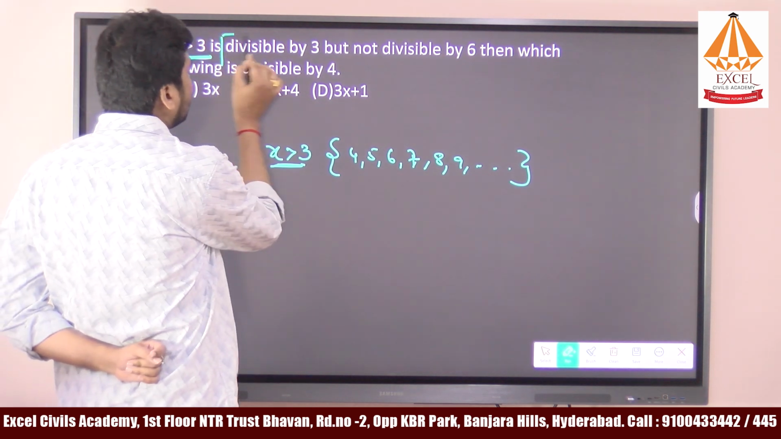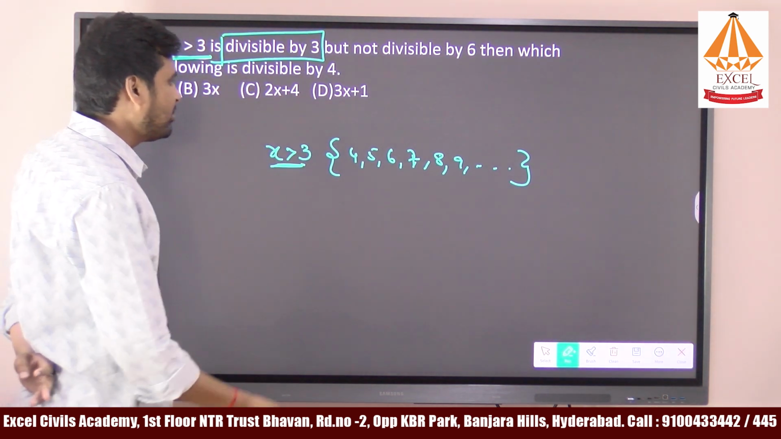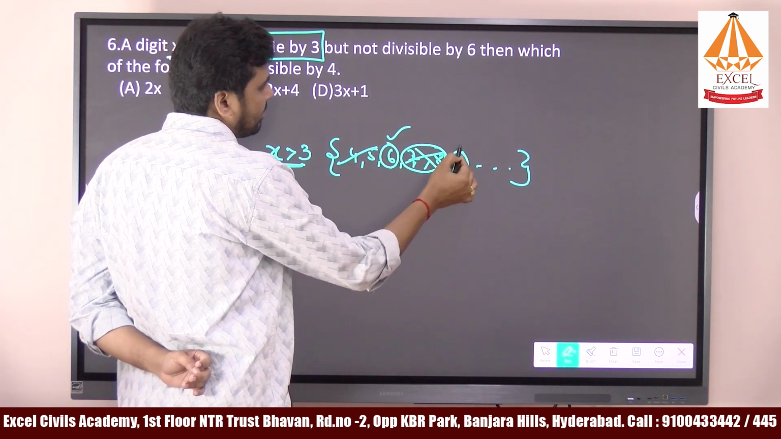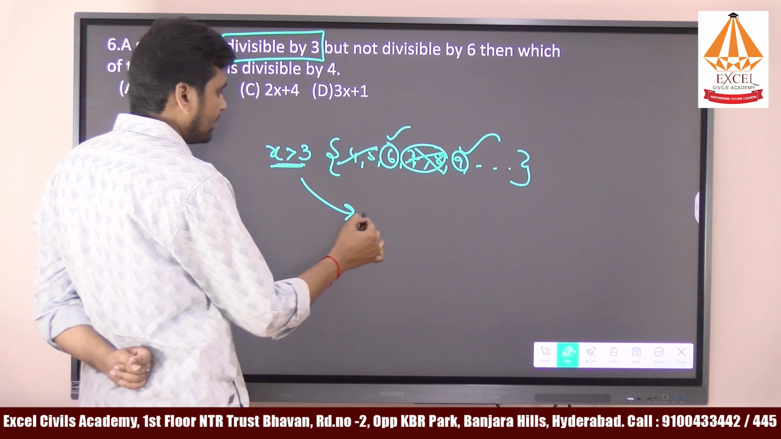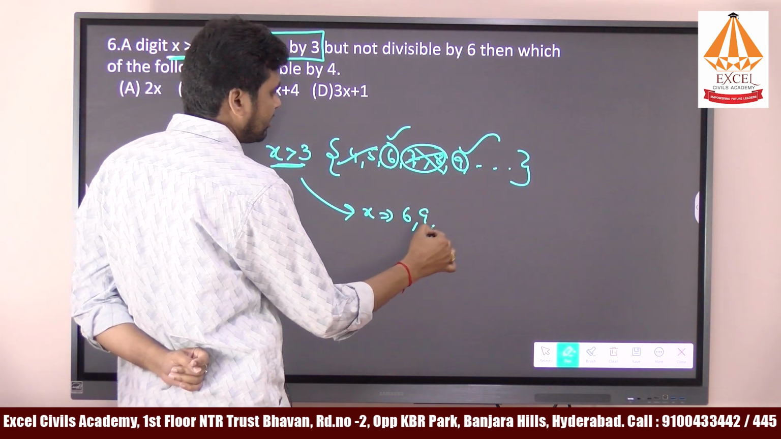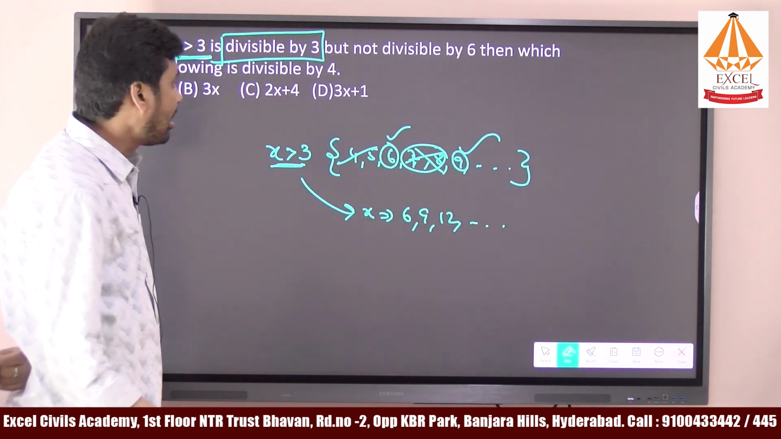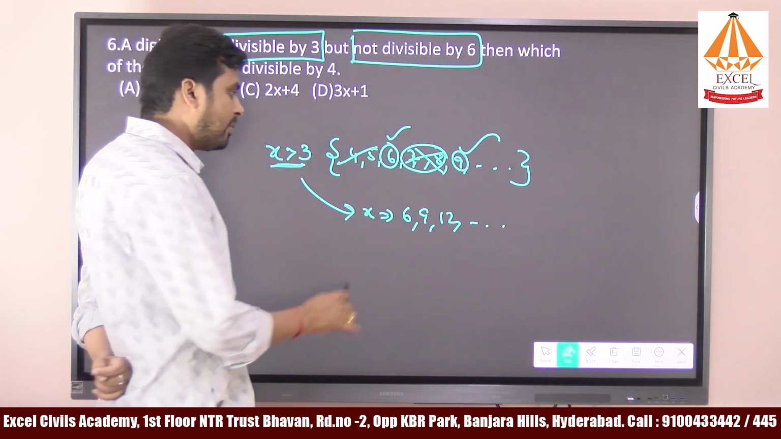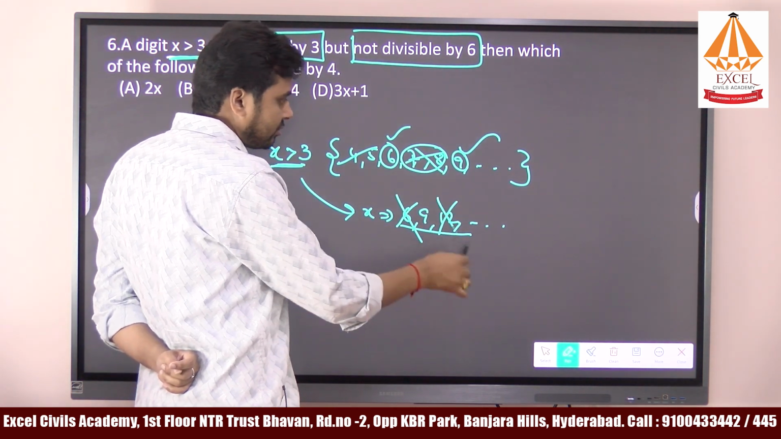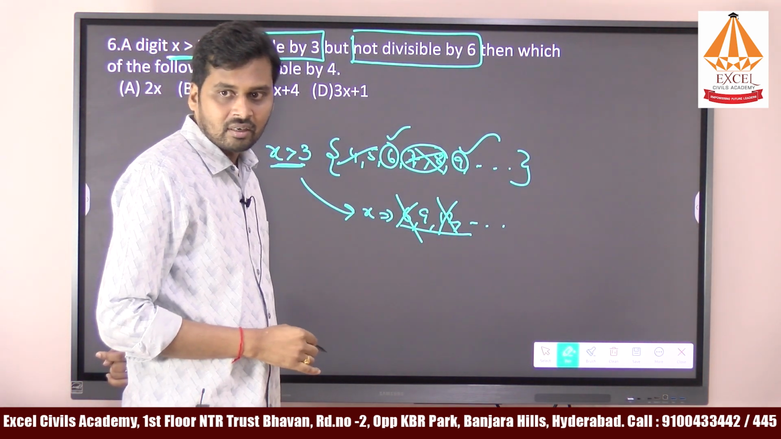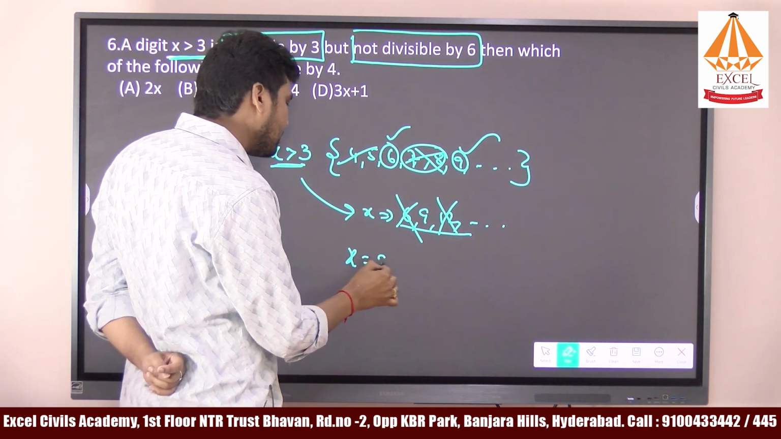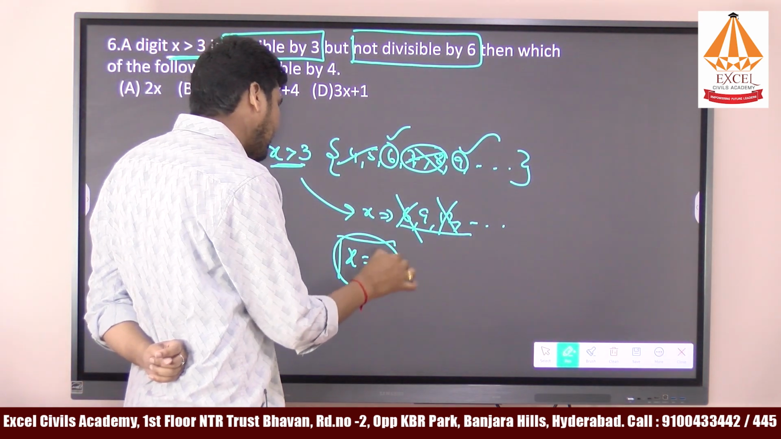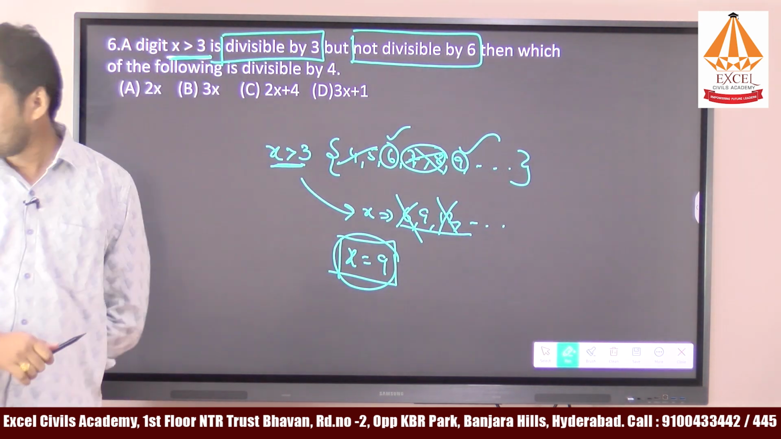Next, what is the other condition? It must be divisible by 3. Which values are divisible by 3? 6, 9, 12, all these numbers. And there is one more condition: but not divisible by 6. Among these numbers, 6 and 12 are divisible by 6, right? Then which number is finally left for x? 9. Okay. So 9 can be assumed for x.